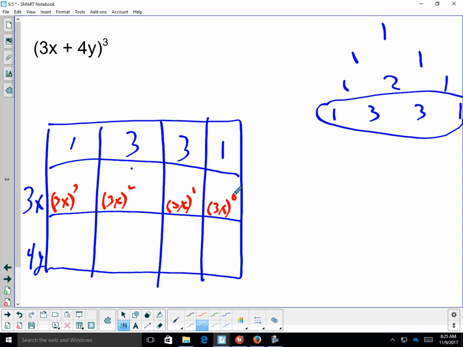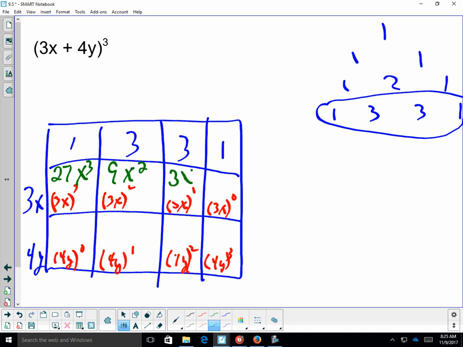Going the opposite direction, remember now my powers are ascending, going up. This will be 4y to the 0, 4y to the first, 4y squared, and then 4y to the third. Now, when I raise these to the power, I'm actually going to raise the x and the 3. So 3 to the third is 27, and then this will be x to the third. This will be 9x squared because you have to do the coefficient as well. This is 3x, and then anything raised to 0 power is always 1. Now, doing the next one, I'm going to do 4y raised to 0 power, which will just be 1. Anything raised to 0 power is always 1.